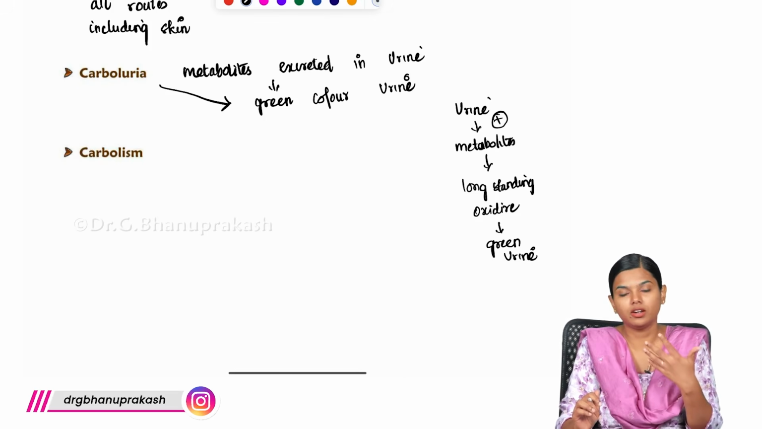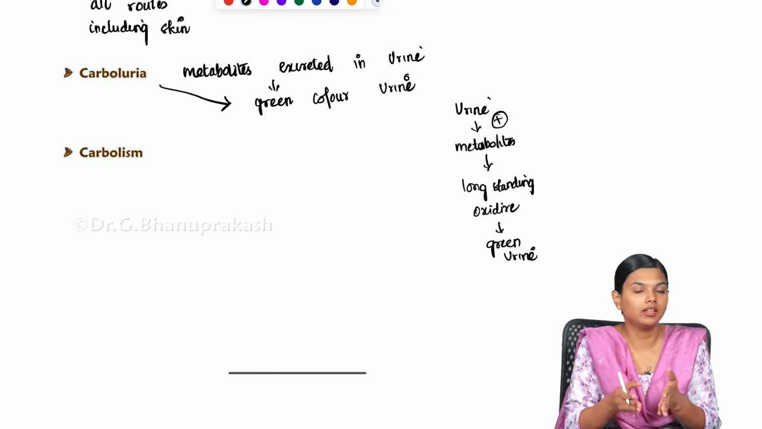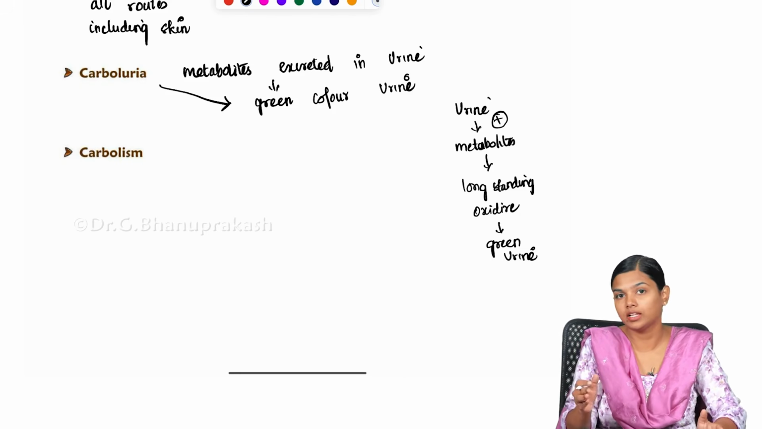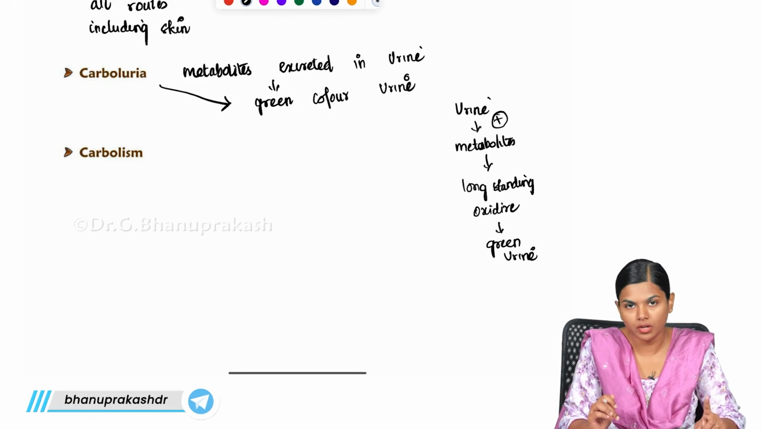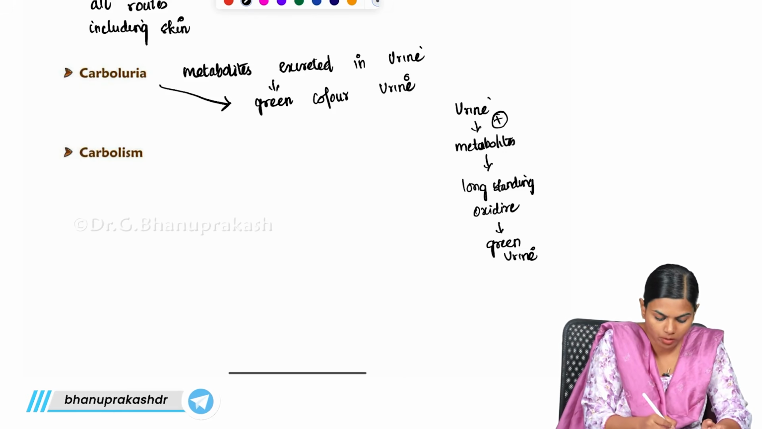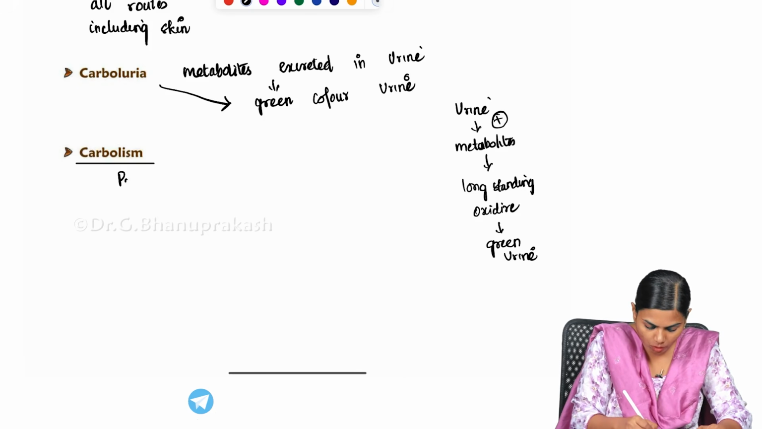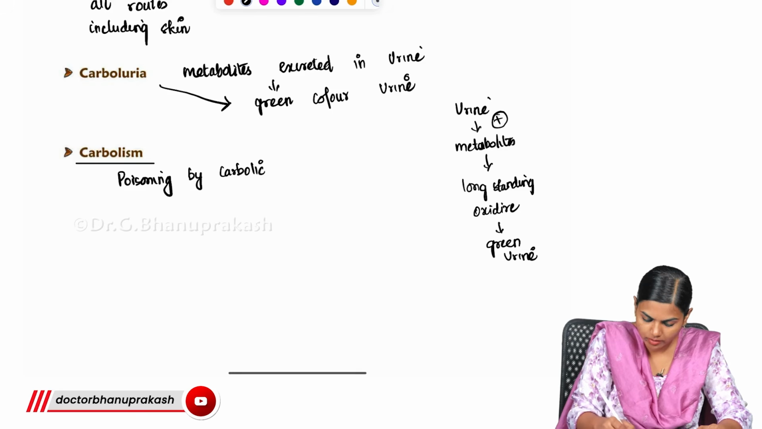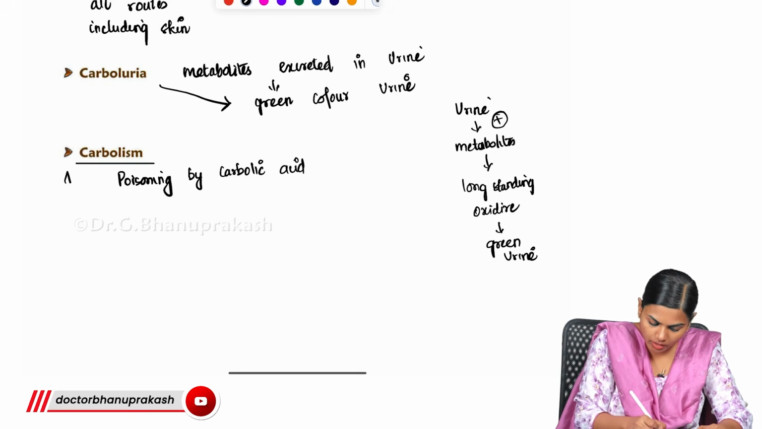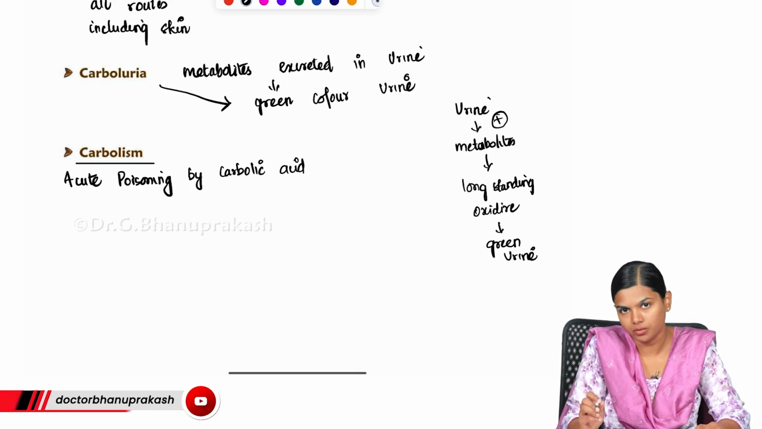And if you leave this green color for a very long time, the oxidation will become very much and the green color will become very dark, looking like a black color urine. So this is the most important thing in carbolic acid poisoning. And what is carbolism? They will ask you what is carbolism. Carbolism is poisoning by carbolic acid. So this is acute poisoning by carbolic acid and we give the term carbolism to the condition.